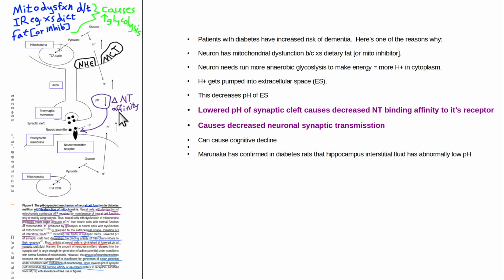And what I'm saying here is because you have acidification of the extracellular space, too many protons in there, that can disrupt the binding affinity of the neurotransmitter and thus cause decreased cognitive function, because you can't effectively send messages when your neurotransmitter is not normally binding to its receptor on the postsynaptic neuron. And that can cause cognitive decline. So this is another problem in diabetics.